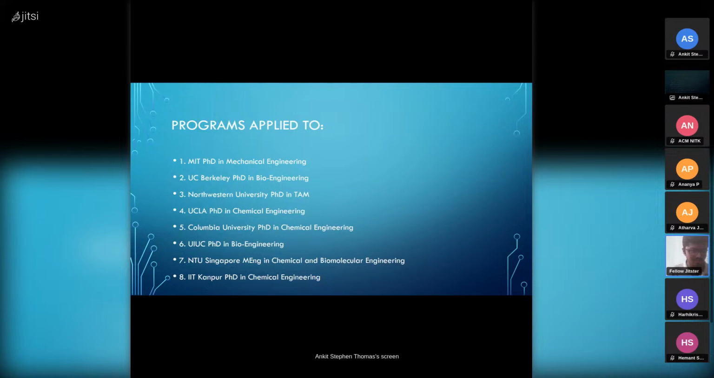So these were some of the ones. These are the 8 colleges that I applied to, and I distributed them in my bracket of ambitious, safe, and reach. So the first three were for sure ambitious. MIT PhD in mechanical, UC Berkeley, Northwestern PhD in TAM. The next three were maybe sort of reach for me. I would say the next five were reach.